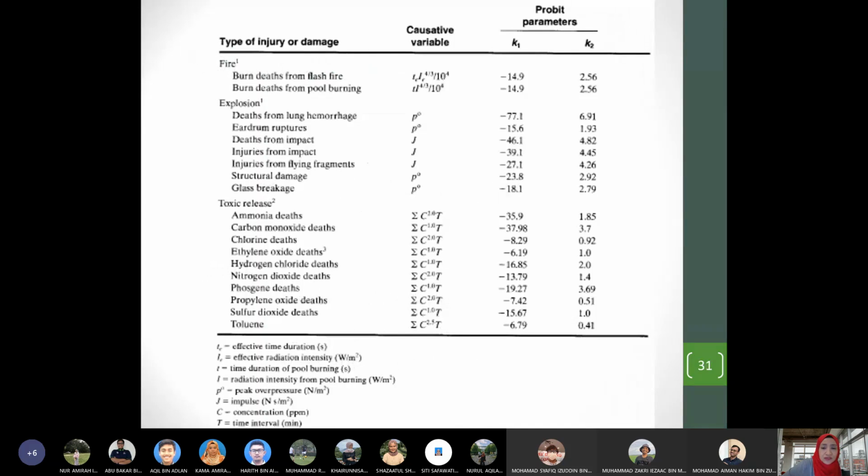Okay, so the values for K1 and K2 can be obtained from a lot of books that give the Probit parameters. In this case, if you look here, we're now talking about explosion. So the K1 and the K2 would be this and this. So these will be the values of K1 and K2. And the K1 and K2 given here are for death from lung hemorrhage, eardrum rupture, death from impact, injuries from impact, injuries from flying fragments, structural damage, and glass breakage.